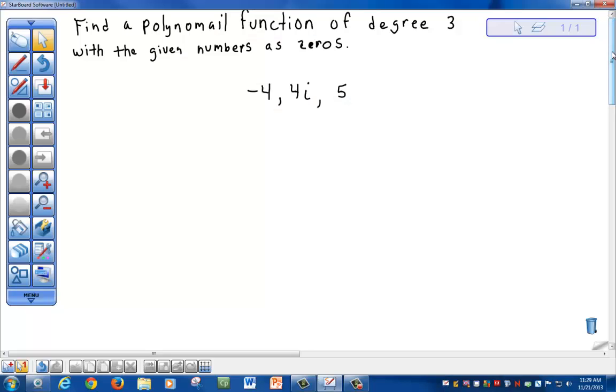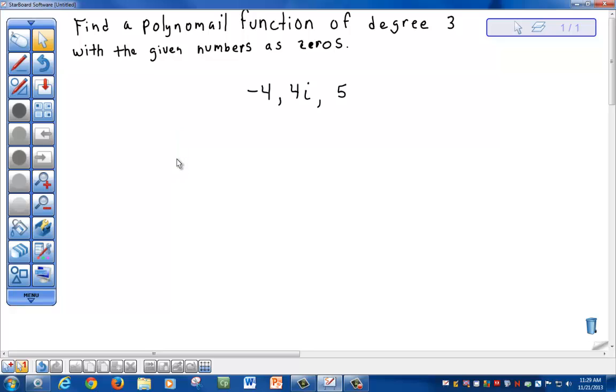Today, I'm going to explain how to find a polynomial function, and we have the problem here, so let's read it. Find a polynomial function of degree 3 with the given numbers as zeros. Our zeros, as we see, are -4, 4i, and 5.